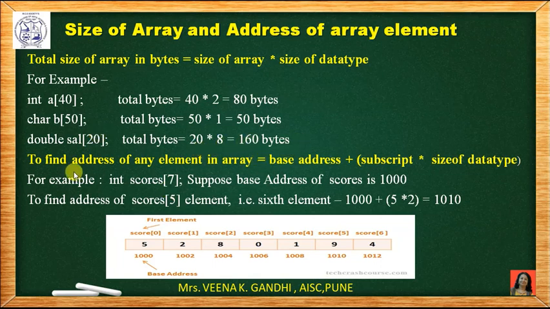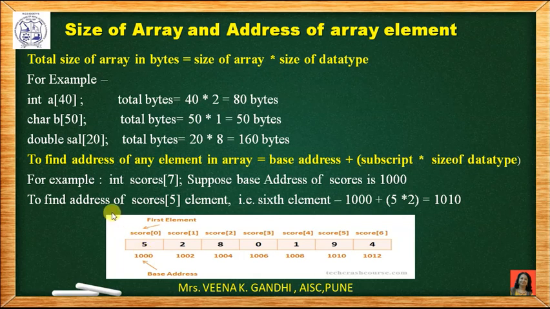Now to find the address of any array element, we require the base address, then the subscript and the size of the data type. So the address of any array element equals base address plus subscript into size of the data type. For example, if scores is an int array of size 7 and the address of the first element is stored at location 1000. You can see in this array here, base address is 1000, meaning the first element scores[0] is stored at 1000 location.